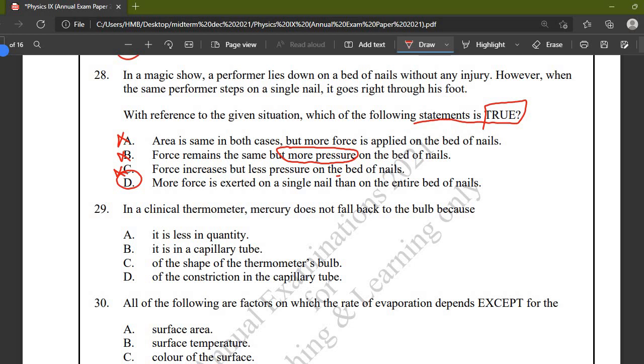In a clinical thermometer, mercury does not fall back into the bulb because it is less in quantity, it is in a capillary tube, the shape of the thermometer, or the constriction in the capillary tube. So the correct answer is option D, because in the clinical thermometer the mercury shows a level of the room's temperature, so it does not fall into the bulb, not because it is in less quantity, not because it is in a capillary tube, and not due to the shape of the thermometer. Right answer is option D.